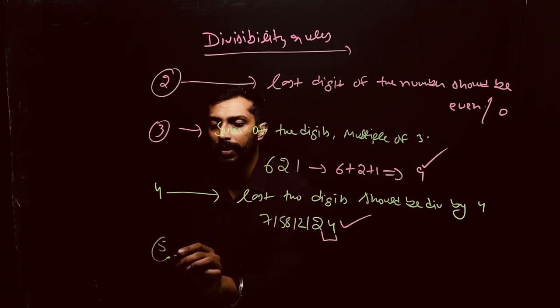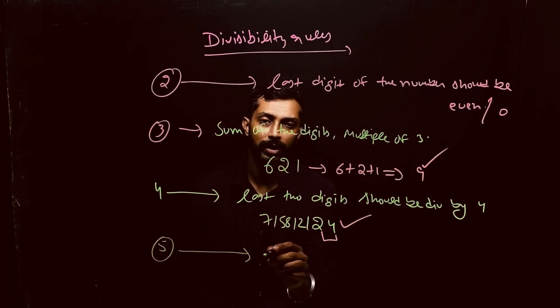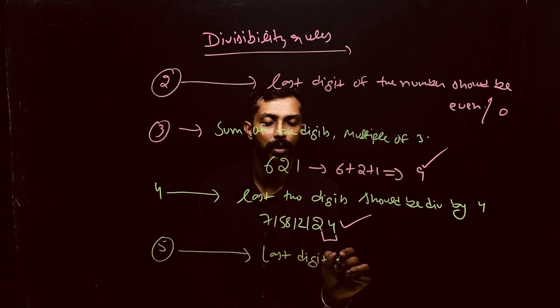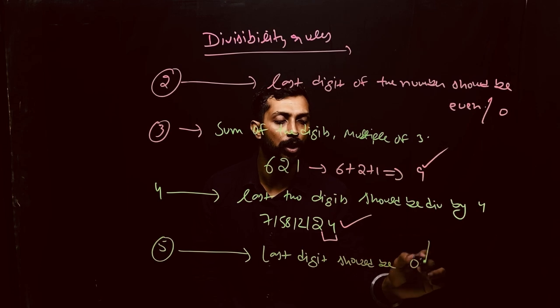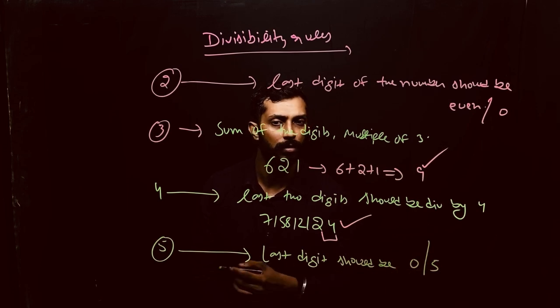Now let us discuss 5. For 5, the condition is that the last digit should be 0 or 5. Very simple.